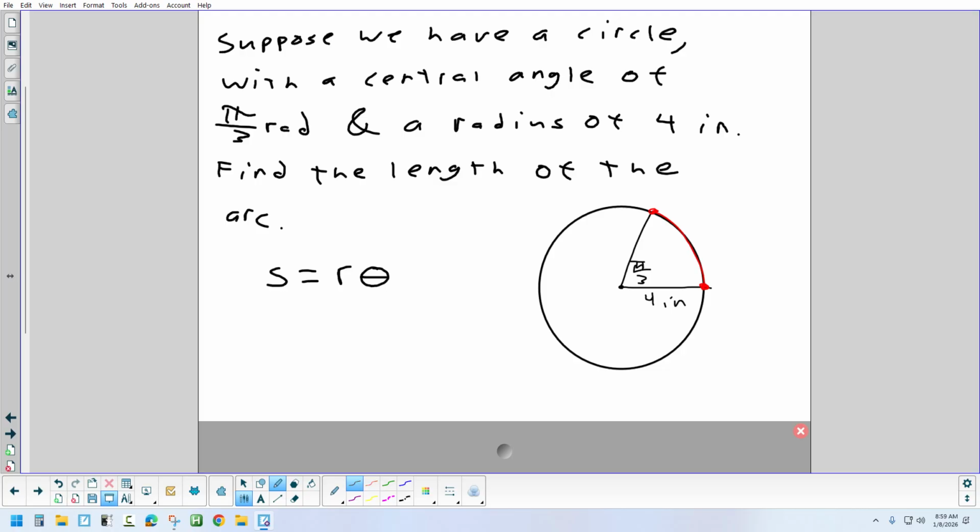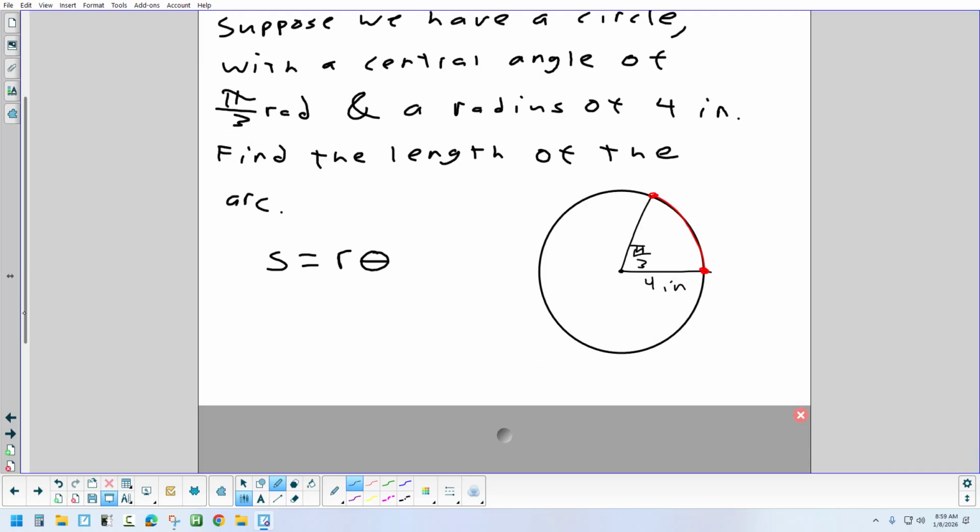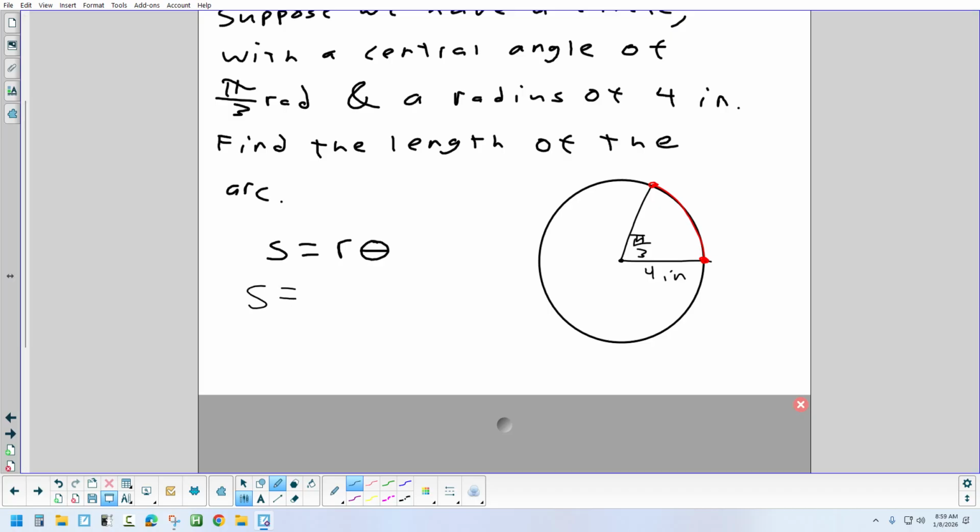All right, so first thing that you need is the formula. Okay, if you don't have s equals r theta, you're going to be kind of stuck. So we start with that, and we're going to fill in everything that we can from what they gave us. All right, let's start with s. Did they give us s? No, that's the whole question. Find the length of the arc. So if they didn't give us that one, then they have to give us everything else. What did they give us for the radius? 4 inches. So the radius is 4. And what did they give us for theta, which is the angle? Pi over 3.